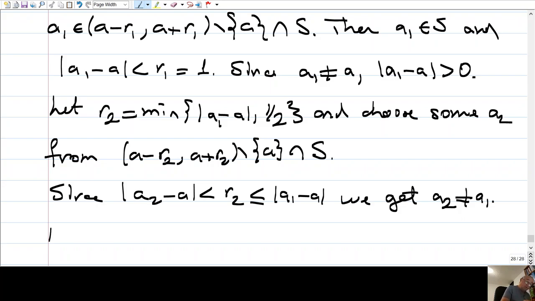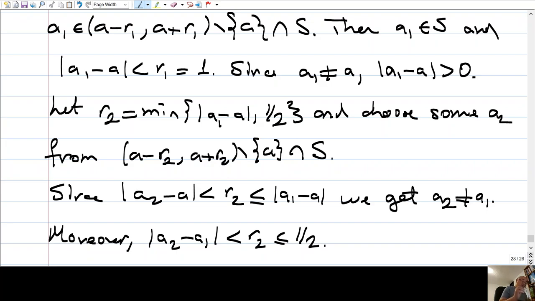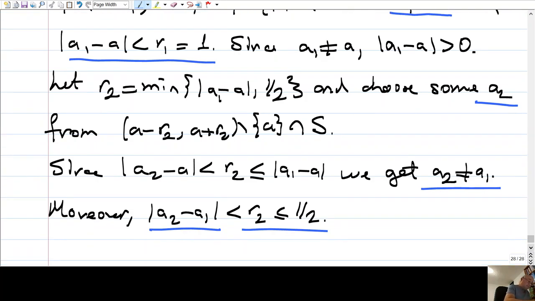And moreover, the distance between A2 and A is less than R2 again, and R2 is less than or equal to 1 over 2. So you see what we obtain here. Okay, here I obtained some A1, which satisfied this. And then I choose some A2, again from S, of course, because it is in this set. And A2 satisfies this, and A2 is less than 1 over 2. Okay. I'll just continue doing this.